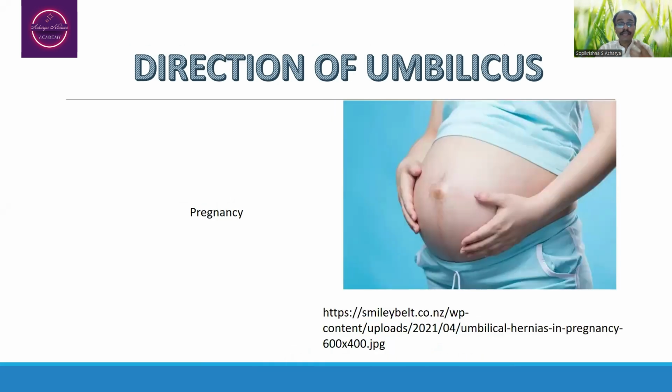Whereas if the umbilicus is facing upwards, it is indicative of a swelling arising from the lower part of the abdomen, maybe the urinary bladder, the uterus, the sigmoid colon, or the appendix. So if the direction of the umbilicus is upwards, it is indicative of lower abdominal swellings.